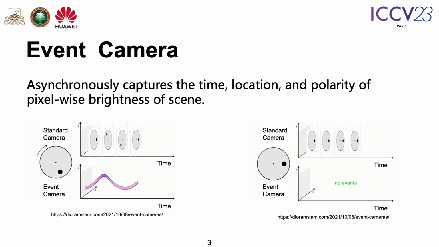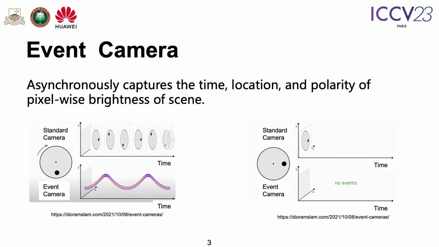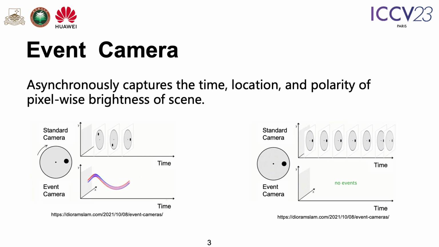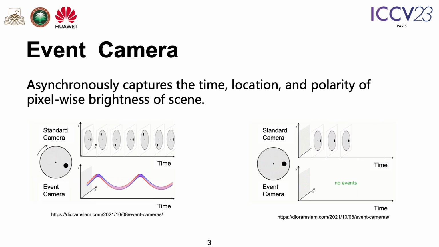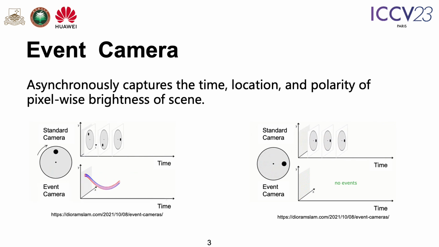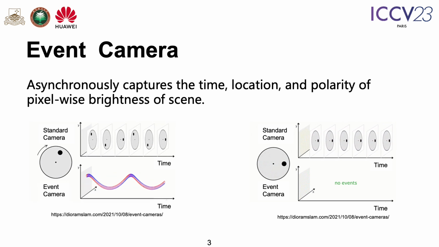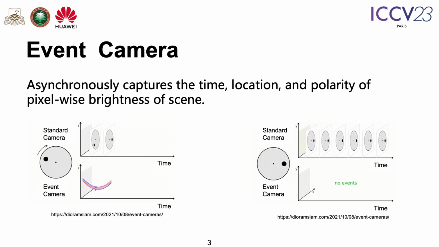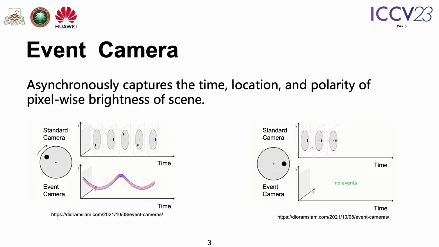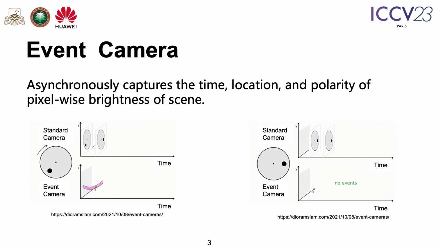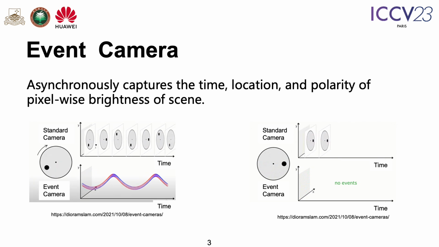An event camera asynchronously captures the time, location, and polarity of pixel-wise changes in brightness as a sequence of events, compared with conventional RGB cameras, which record all pixel intensities at a fixed frame rate. Event cameras enjoy a high dynamic range and temporal resolution, and are robust to lighting changes and motion blur. However, the captured events of a scene are spatially sparse.